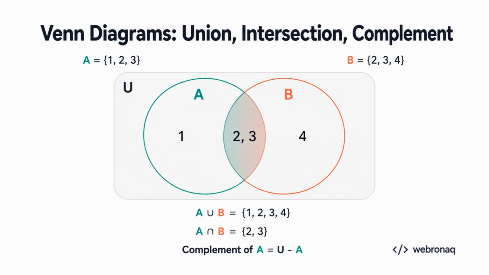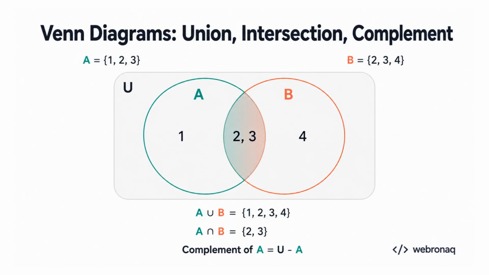Alright, let's build our foundation. A set is simply a collection of distinct objects, called elements. We can visualize relationships between sets using a Venn diagram. Here we have 2 sets, A equals {1, 2, 3}, and B equals {2, 3, 4}. The left circle holds all elements of A, the right circle holds all elements of B, and the overlapping region in the middle is where they share elements.